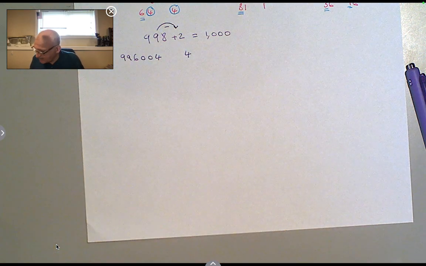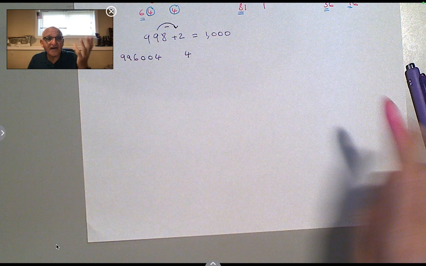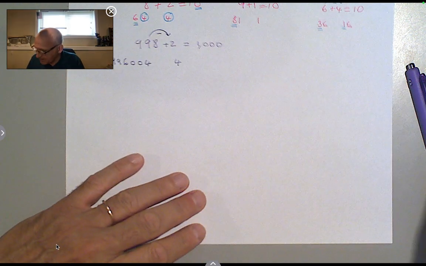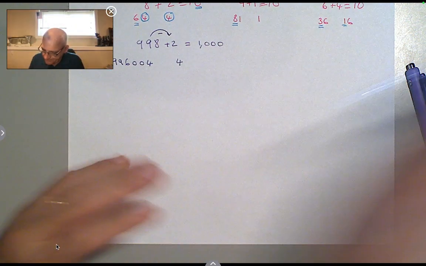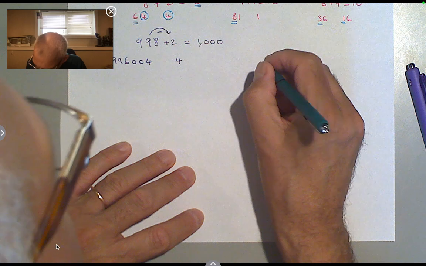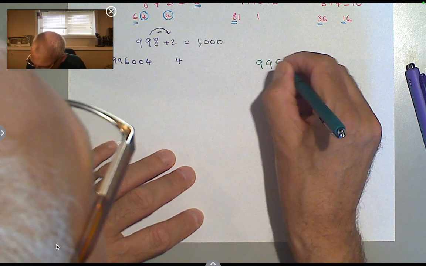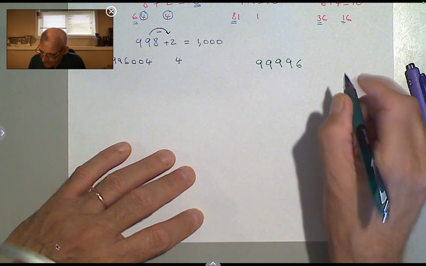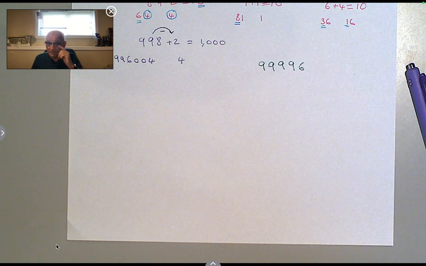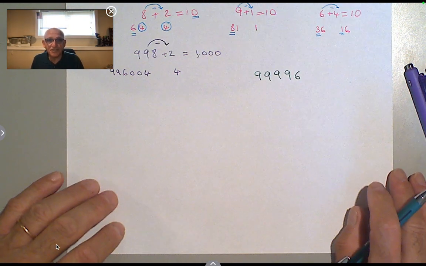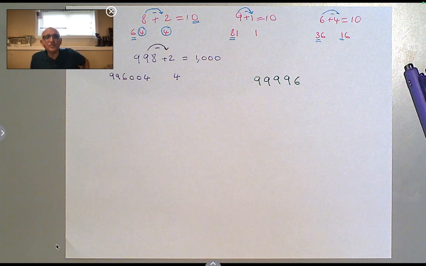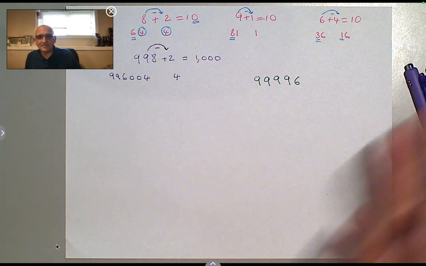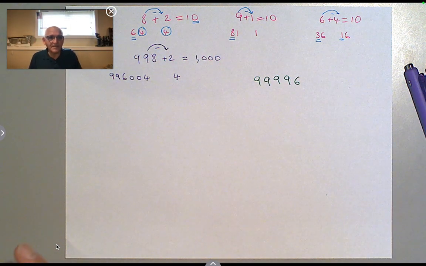Now it's your turn. Try one with, let's say, 5 zeros. Let's say 99996 squared. Okay, you can pause the video here, try to work it on your own, and then start it and see if you get the same answer. Okay?